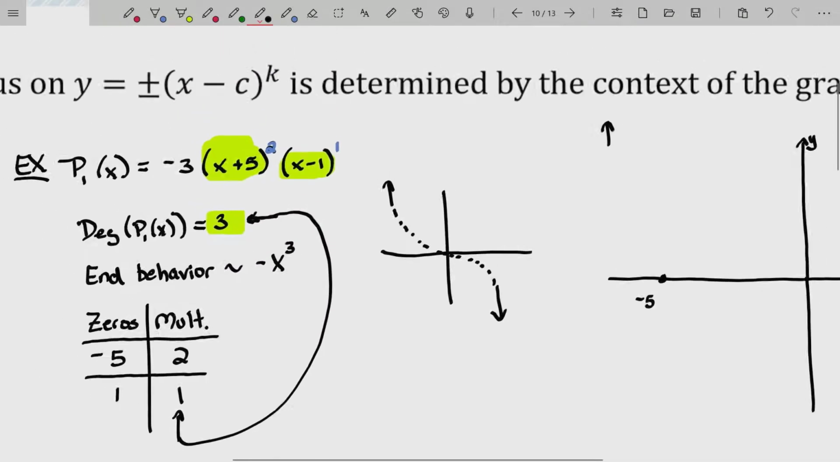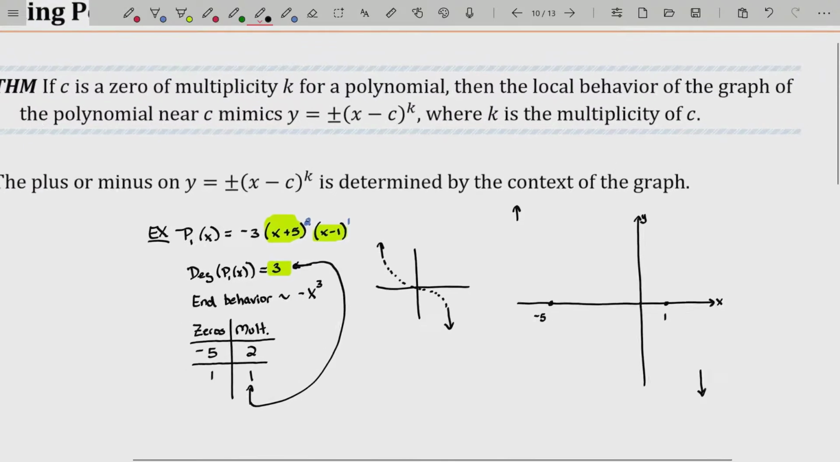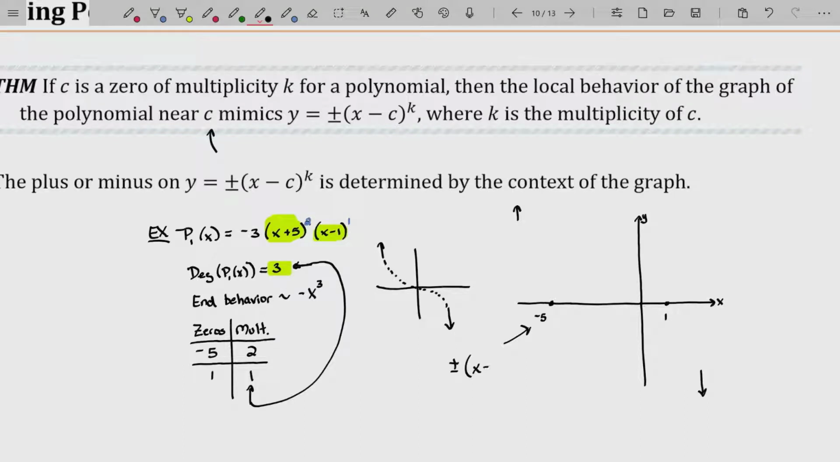Now, again, this theorem tells me that the polynomial near x equals -5, sorry, so near x equals -5, it's going to act like plus or minus x minus a -5 raised to the multiplicity of that zero. In other words, it's going to act like the function y equals x plus 5 squared. And we know what that looks like. It looks like a parabola opening up. Well, it looks like a parabola. I'll just say that. The plus or minus is kind of important, but it looks like a parabola shifted to the left 5 units.